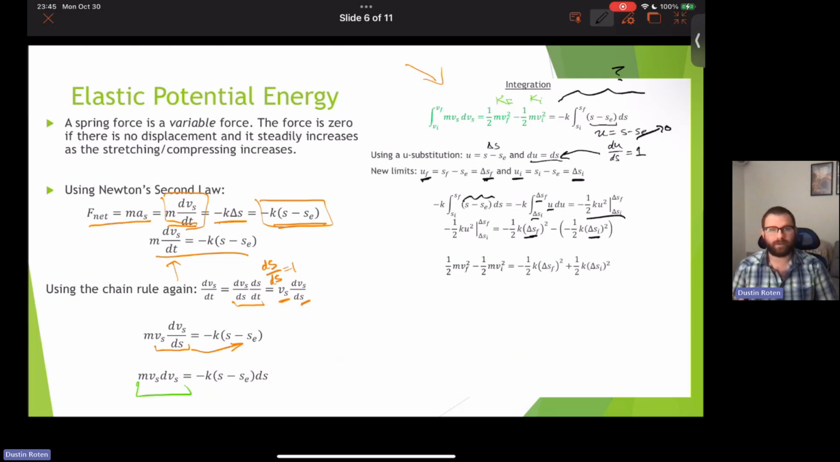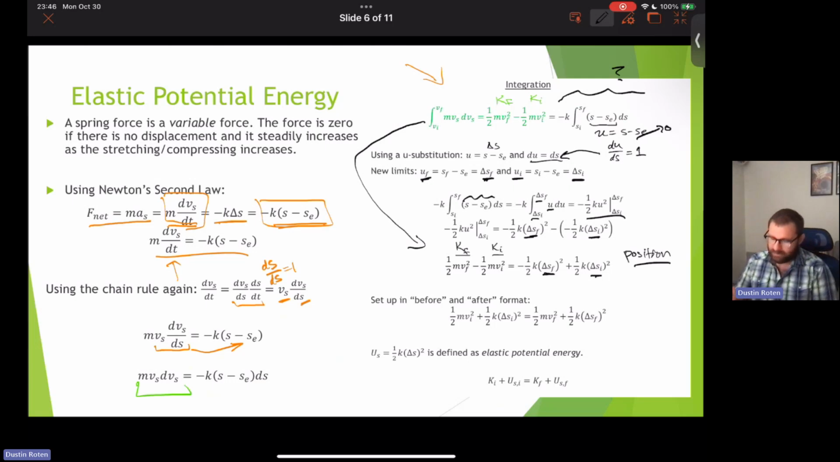All right, and here's what we're left with. I'm bringing this down. Remember, the left-hand side was easy, but we had to do some tricks to integrate the right-hand side. What comes out of all of this is something similar to the last lecture, where we have the final kinetic energy minus the initial kinetic energy. And then we have these two new terms. They look like kinetic energy, but notice this has to do with position. So we have a 1/2 k delta s squared.